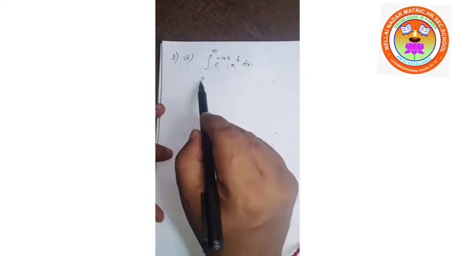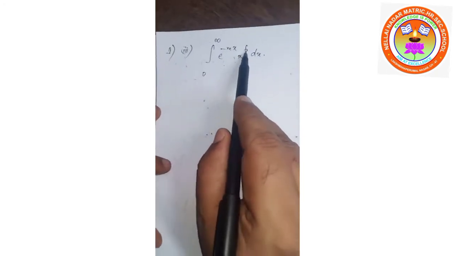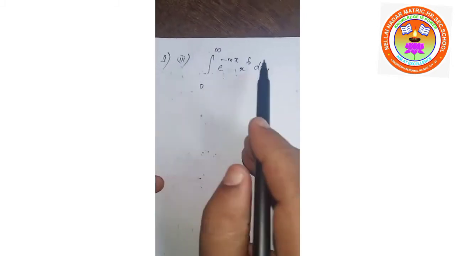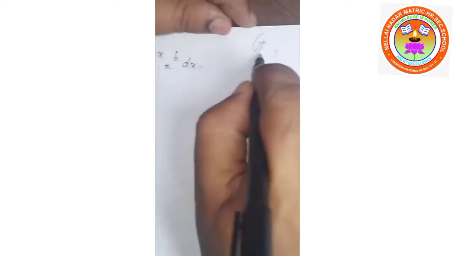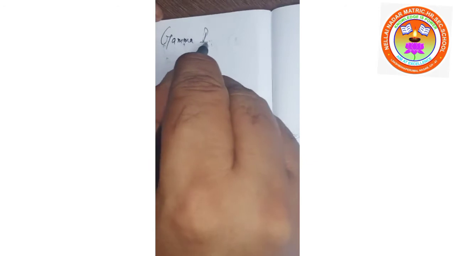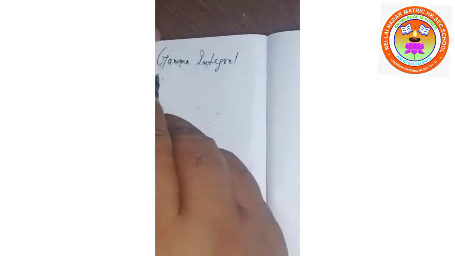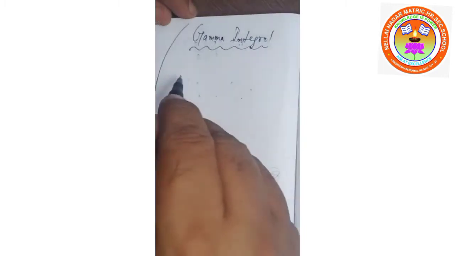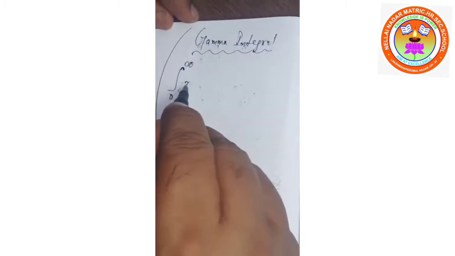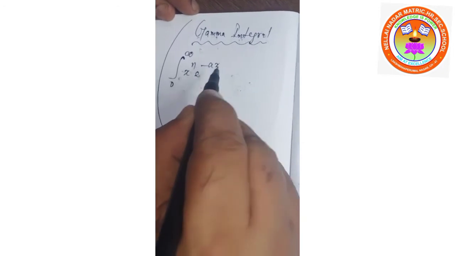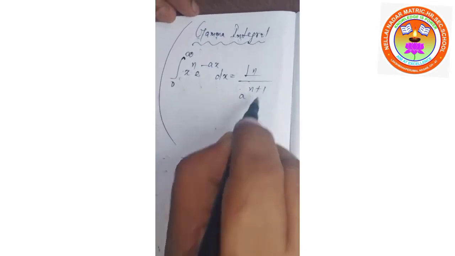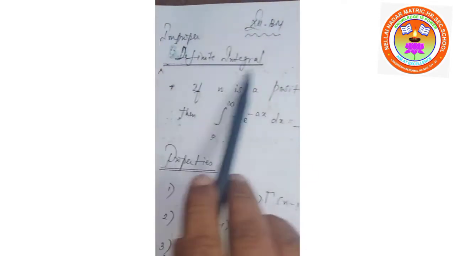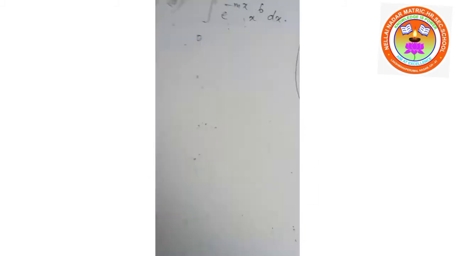Problem number 1, third subdivision. Evaluate integral 0 to infinity e power minus mx into x power 6 dx. Look at the limits 0 to infinity and the form x power n into e power minus ax. So we can apply the gamma integral. Integral 0 to infinity x power n into e power minus ax dx equals factorial n divided by a power n plus 1. Already I have given that. Same formula only I have written here.